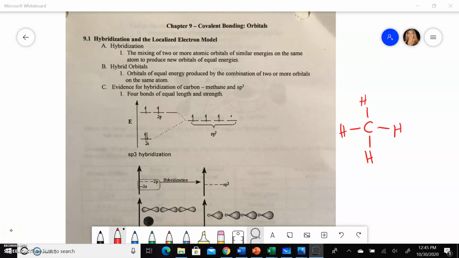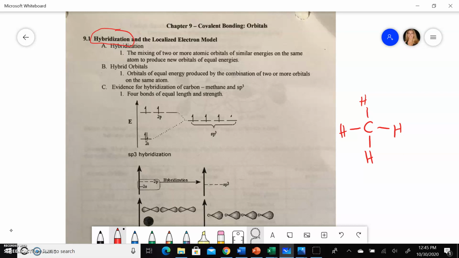Most of Chapter 9 is not going to be on the AP exam, and since it's not on the AP curriculum, we're just not going to cover it. But there is one important section, and that's called hybridization. You did not do this in honors chemistry, and you're going to do it a ton in college chemistry if you take it. So I want you to be familiar with it.